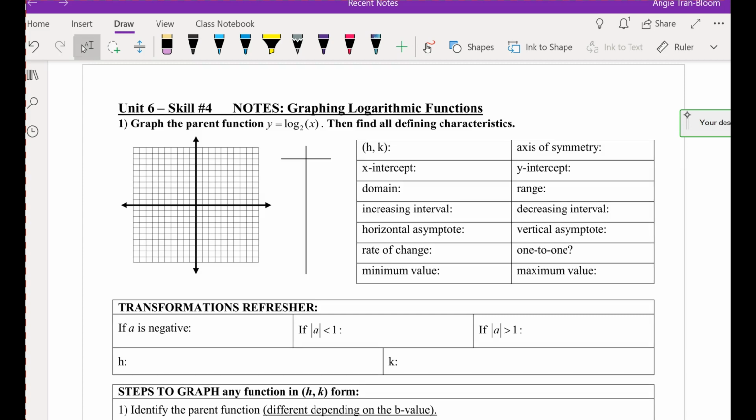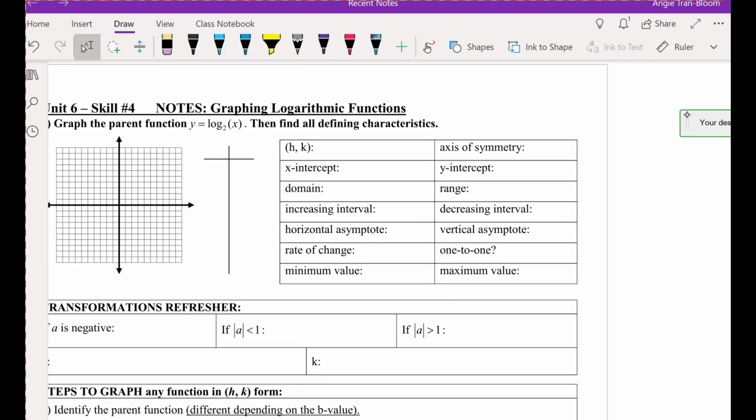Currently, y equals log base 2 of x is in log form. We don't know how to do that. So what would you do if you see log and you can't work it? Rewrite it in exponential form. Great. What's the exponential form of y equals log base 2 of x?